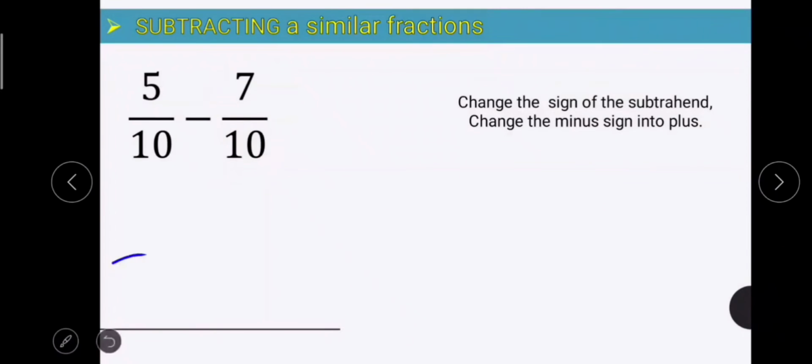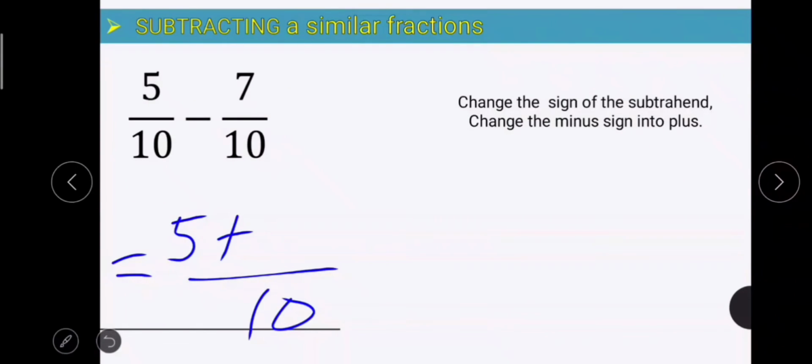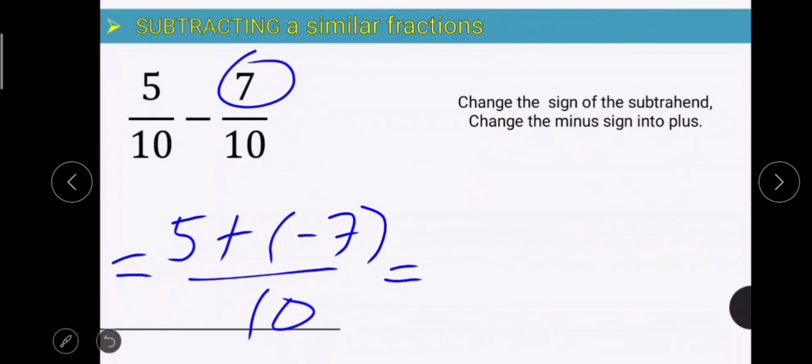Okay, just copy the denominator, 10, and our numerator, 5. Then our minus sign becomes positive. Then our subtrahend, 7, becomes negative 7. Then follow the rule of integers. 5 plus negative 7 gives you negative 2 over 10.